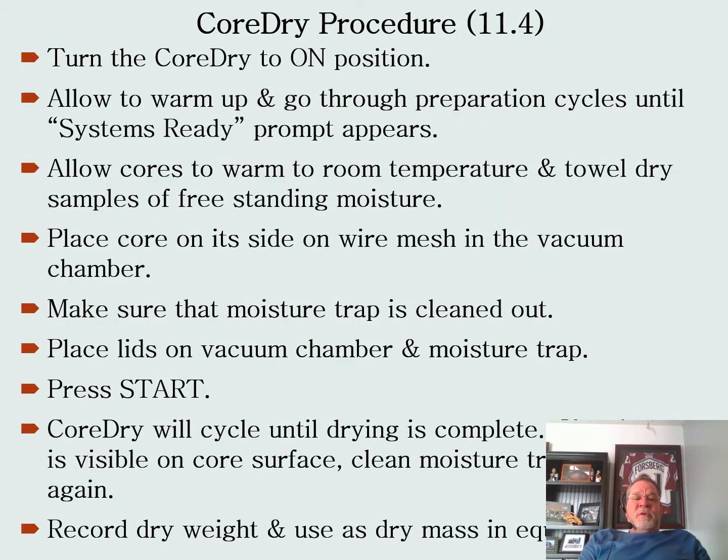These are the procedures for running the core dry. Turn it on, allow it to warm up, allow the cores to go to room temperature, place them on their side, make sure that the moisture trap is cleaned out, place a lid on the chamber so that it will create a vacuum, and press start. The core dry cycle will run. Once it's done, it will stop, and you can record the dry weight and use the dry mass.